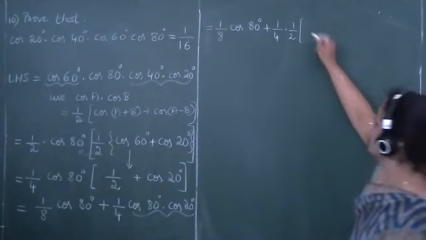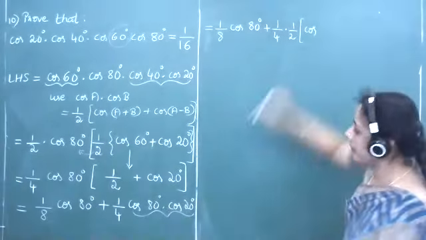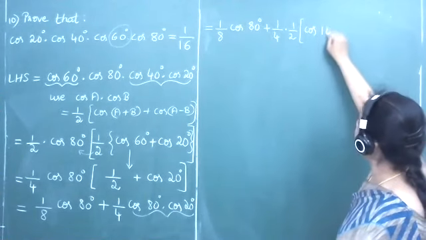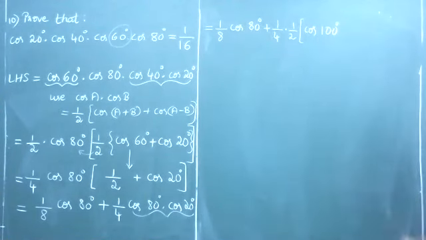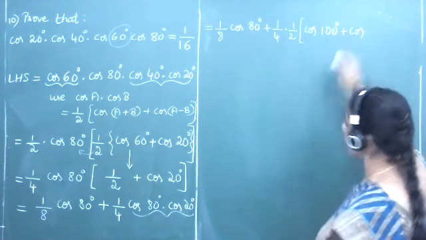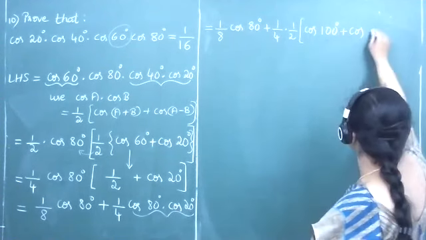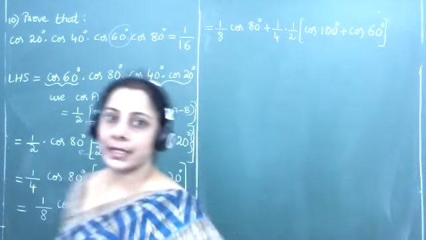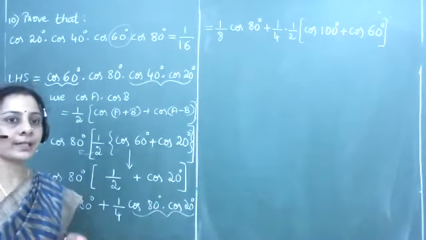So that now I get half into cos of A plus B, 80 plus 20, which has to be equal to 100 degrees, plus cos of A minus B, 80 minus 20, which has to give me 60 degrees. Cos 100 degree plus cos 60 degrees.